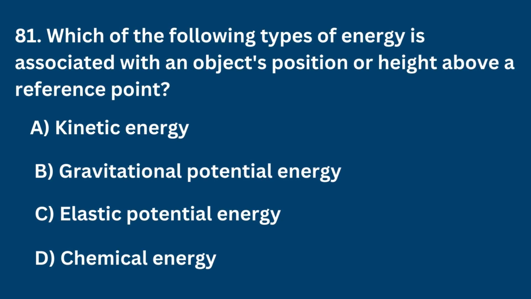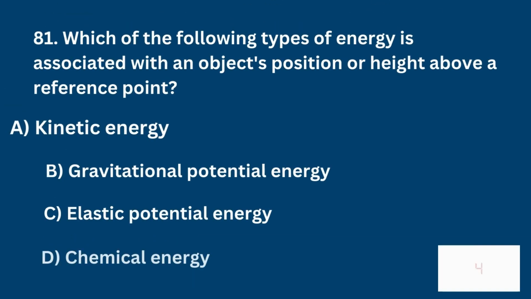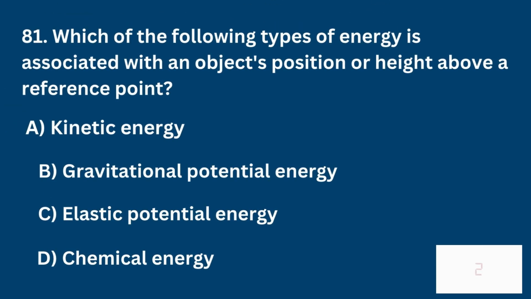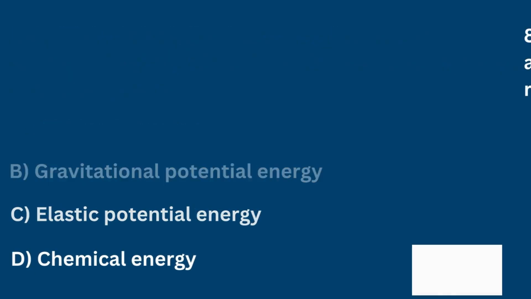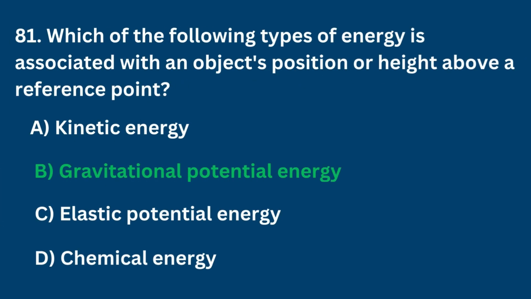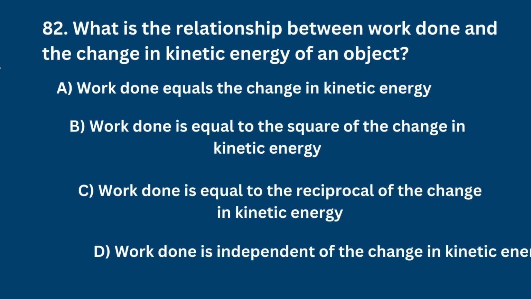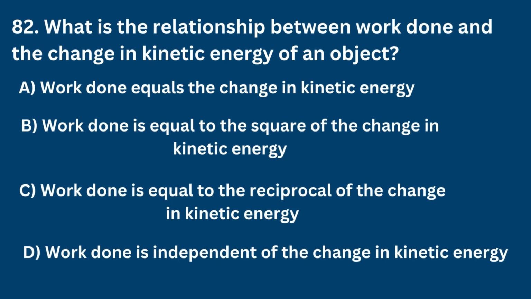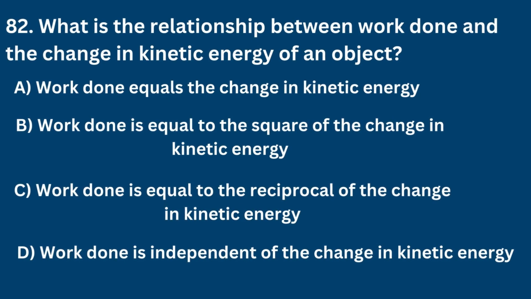The options are A. Kinetic energy. B. Gravitational potential energy. C. Elastic potential energy. D. Chemical energy. Correct answer is B. Gravitational potential energy. What is the relationship between work done and the change in kinetic energy of an object?